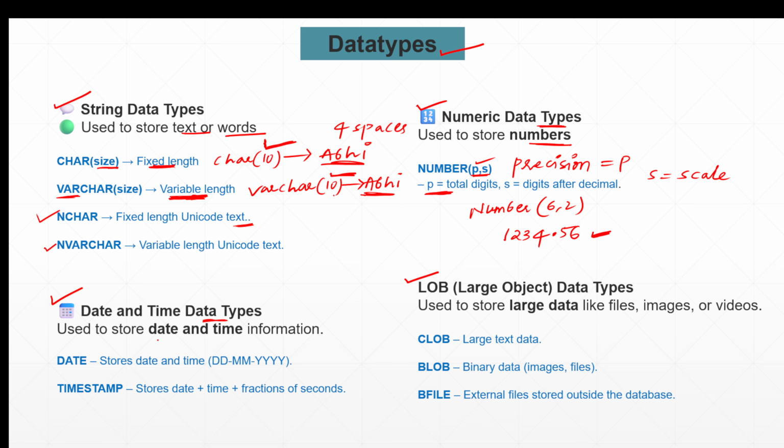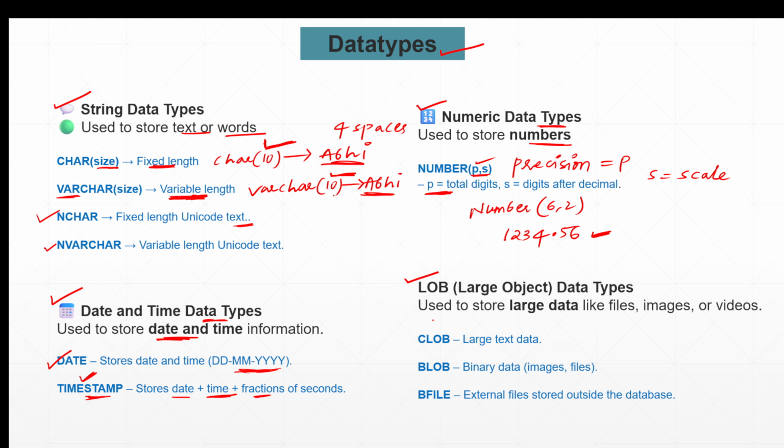It is used to store date and time information. Here, date. Date stores date and time in the format DD, MM, YY. And timestamp. It stores date plus time. Understood? So, if you need to store both date and exact time details, we need to use timestamp.